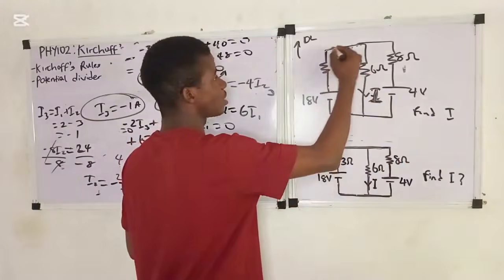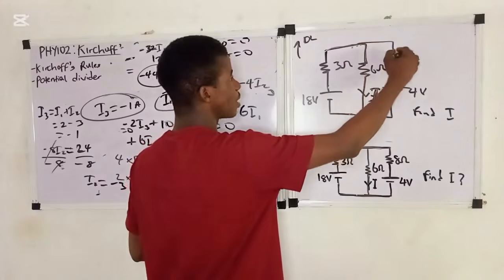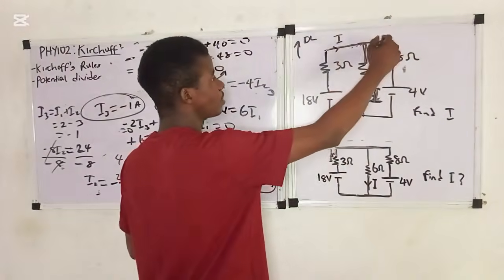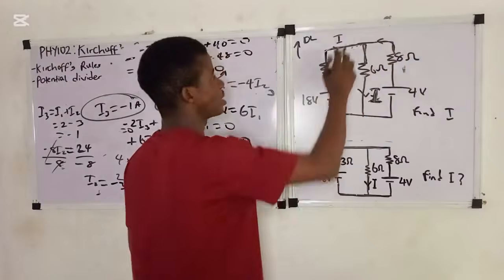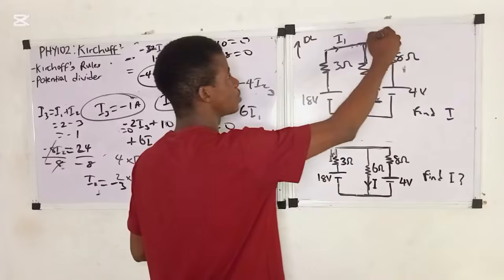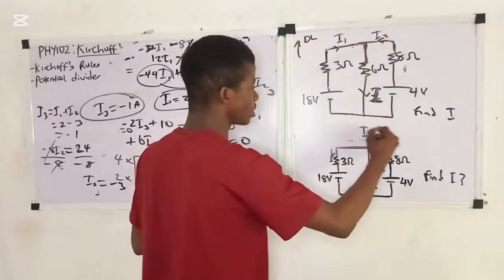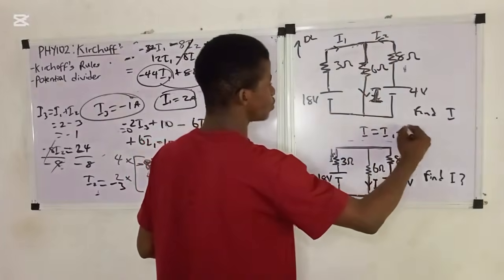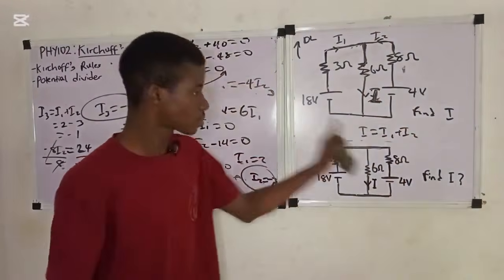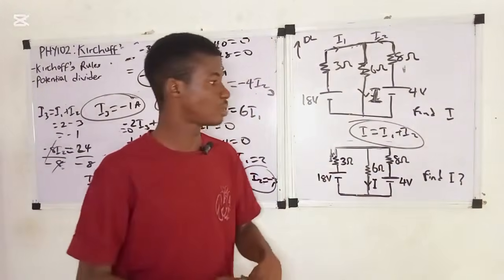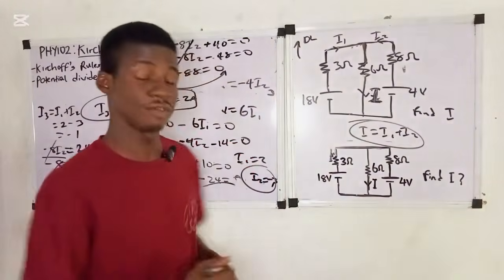Look at it. One current comes like this and joins. The other one comes like this and joins. So you can call this one I1 and this one I2, right? They join to form this one. So you can see this current is equal to I1 plus I2, right? So then use the normal way we get to solve it.